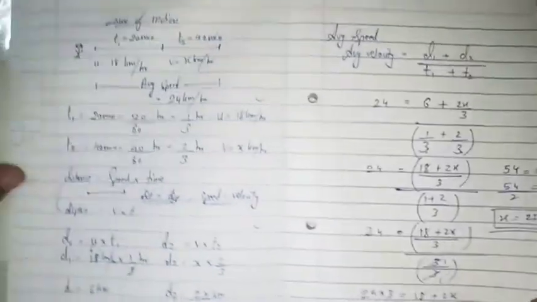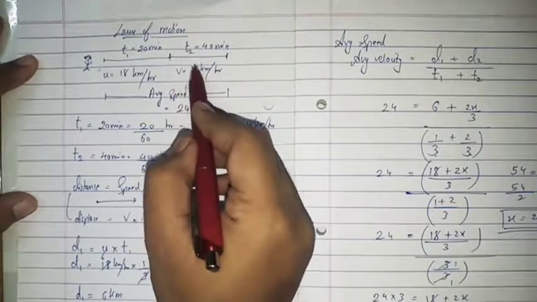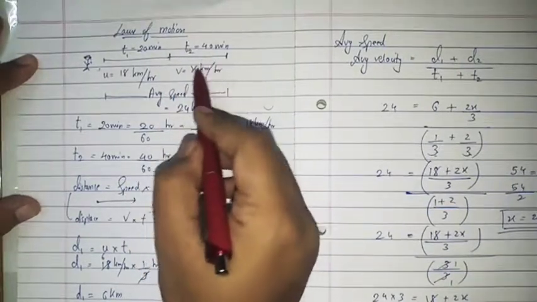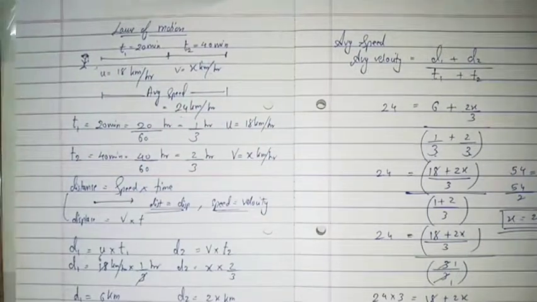Okay, it means that the boy in the second part of his journey should have a velocity of 27 km/h, so that the average of both becomes 24. Okay, so hope you got it.